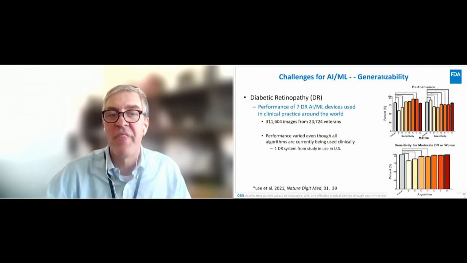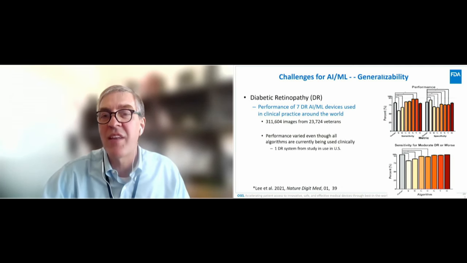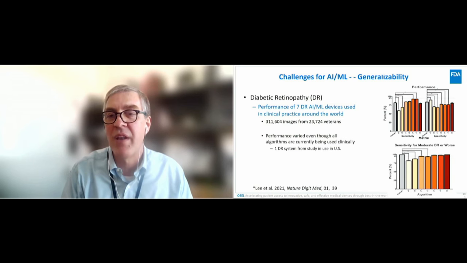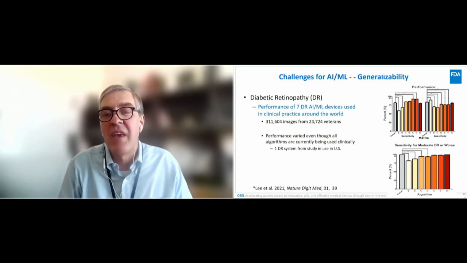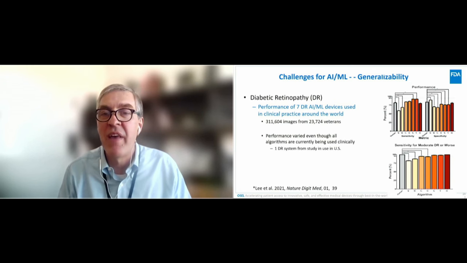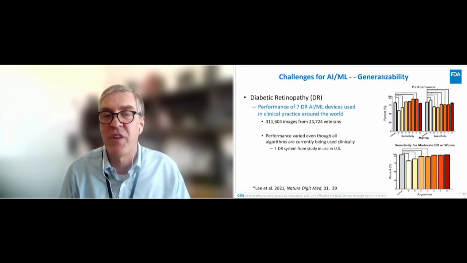What I also thought was interesting here was looking at subgroups. In this case, the bottom plot is moderate diabetic retinopathy or worse, which is the class of patients that we really want to find. And we see, again, a variation in performance where some of the algorithms that may not have performed quite as well in the overall performance actually perform better on this subgroup. But we see all of these algorithms are actually slightly behind the performance of the human reader in this case.